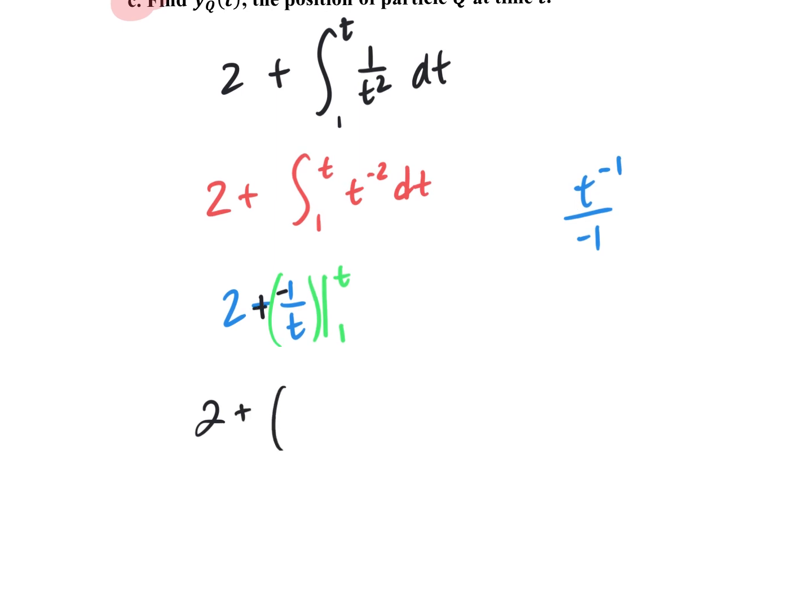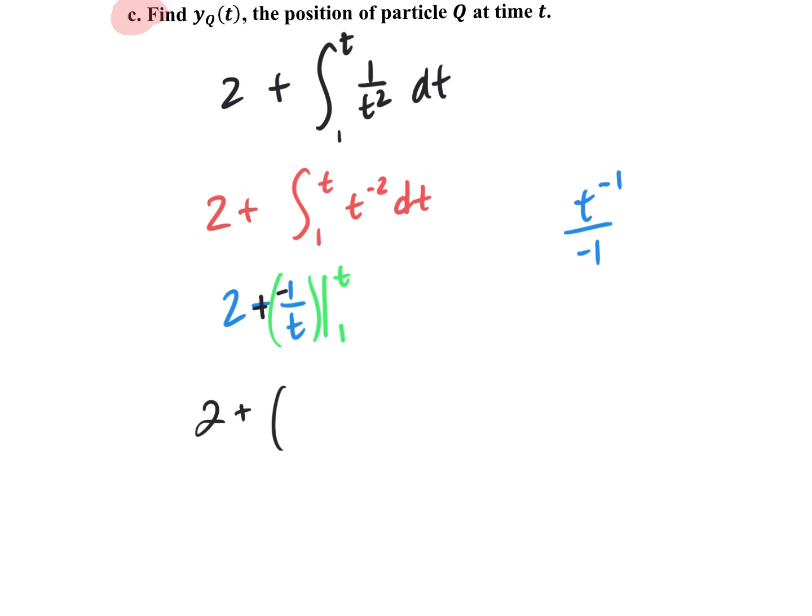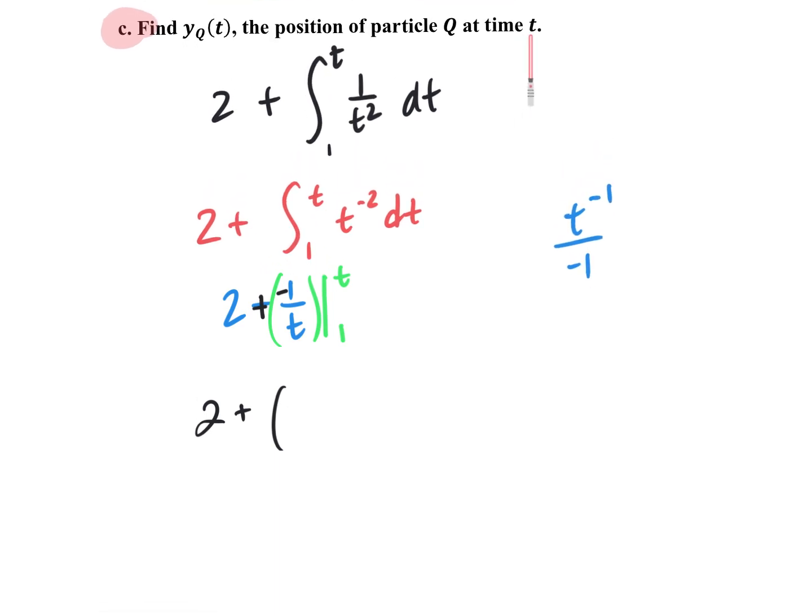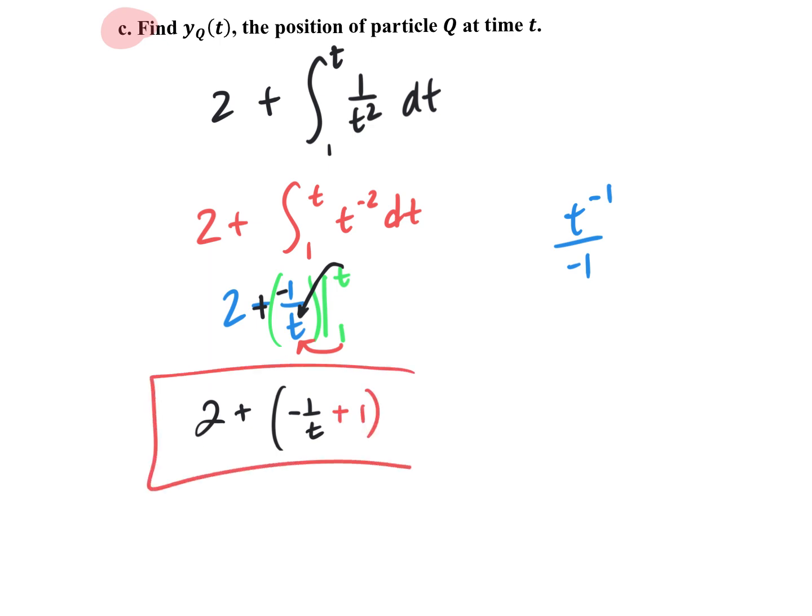So what would plugging in my upper bound get me? Negative 1 over t. And that's okay, because look, they said, what's the position at time t? They expect t's to be in my answer. So negative 1 over t is plugging in my upper bound, minus the negative 1 over 1, which would turn into plus 1. Is that the same as 3 minus 1 over t?